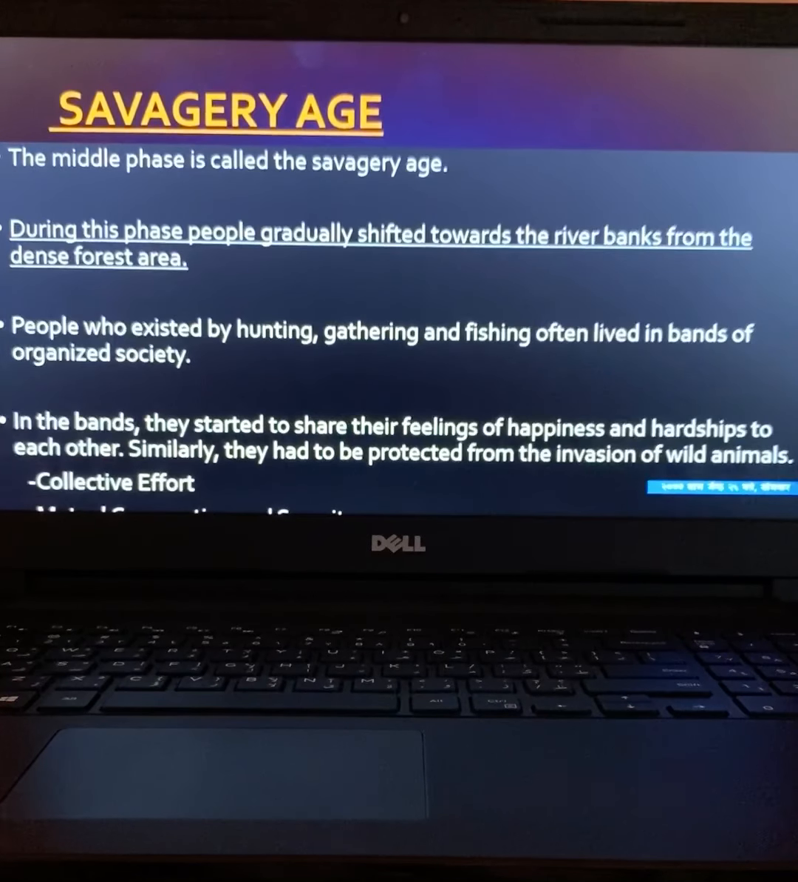They had a feeling that they had to stay in a group or in a band in order to be protected from the invasion of the wild animals.